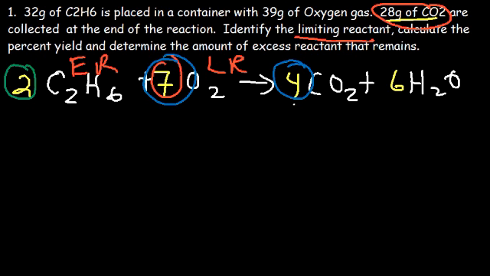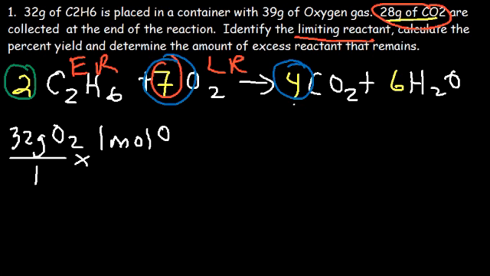So let's begin. Here's the first thing you need to do. Start with the limiting reactant and convert it to the grams of the excess reactant. And then I'll explain what it means. So there are 32 grams of oxygen gas, and we're going to convert it to moles. So we know that 1 mole of oxygen has a mass of 32 grams. And so the units, grams of O2, cancel.